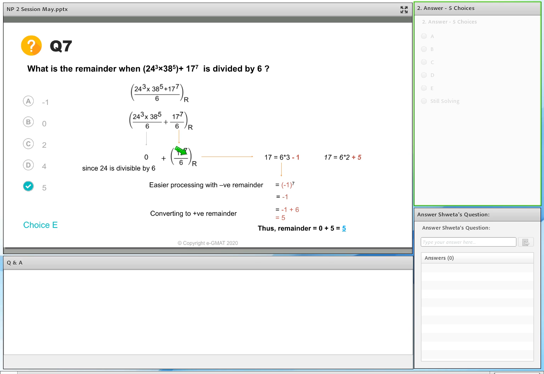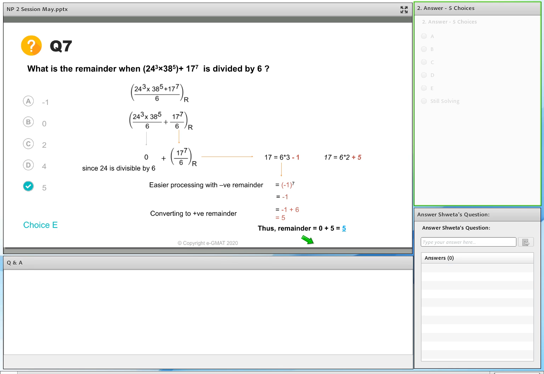I will now go to negative remainders. That gives me minus 1 as my negative remainder. And then minus 1 to the power 7 is just minus 1. The final step is to convert this negative remainder into its positive version, which is by adding the divisor. So minus 1 plus 6 is 5.